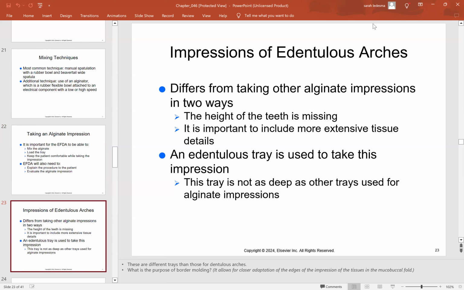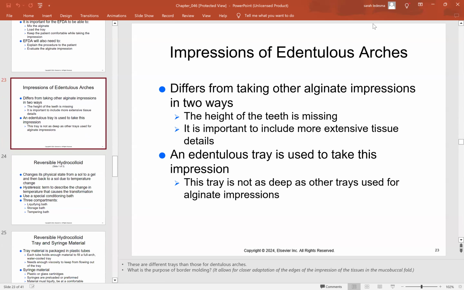For the edentulous arch, or the arch without teeth, this is going to differ a little bit with our alginate impression. So we're going to look at the height of the teeth that are missing, and it's also important to include more extensive tissue details. So the edentulous tray is used to take this impression. This tray is not as deep as the other trays that we would use for a typical alginate impression in a patient who does have all their teeth.